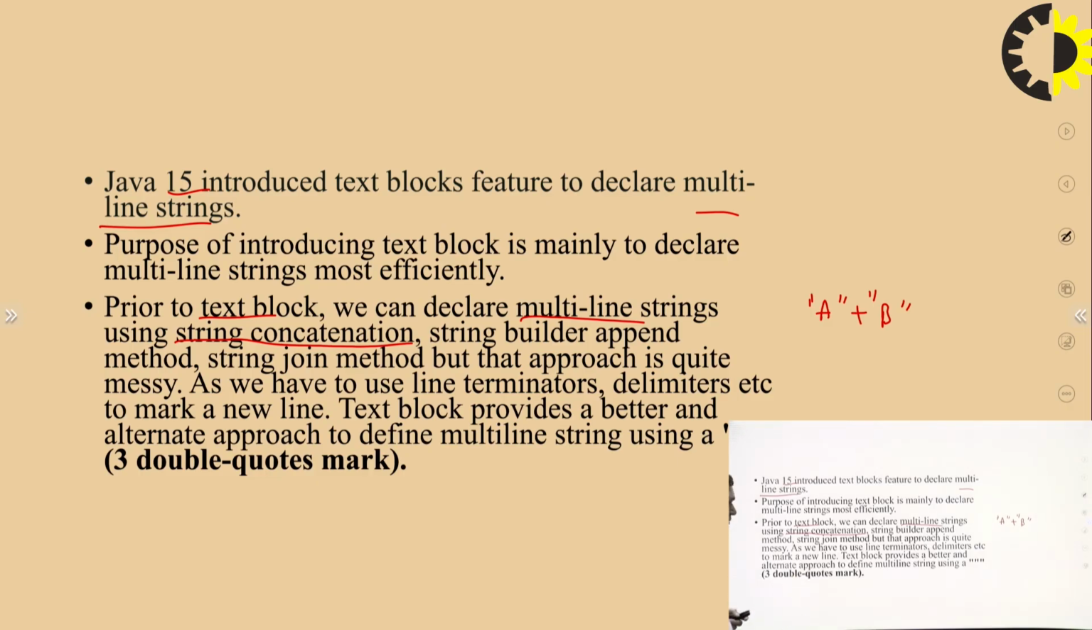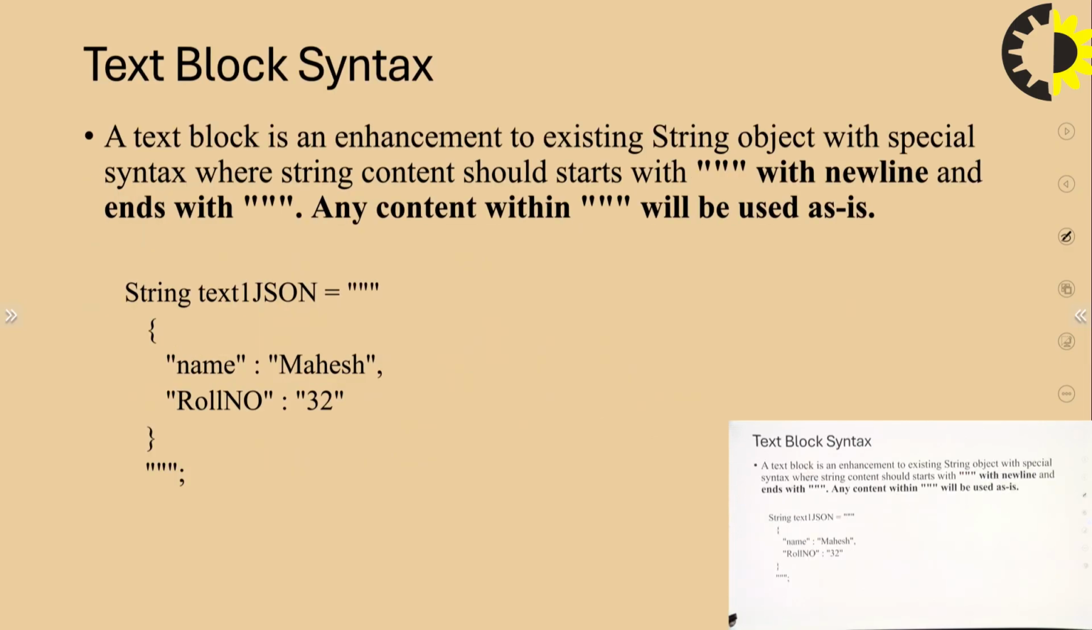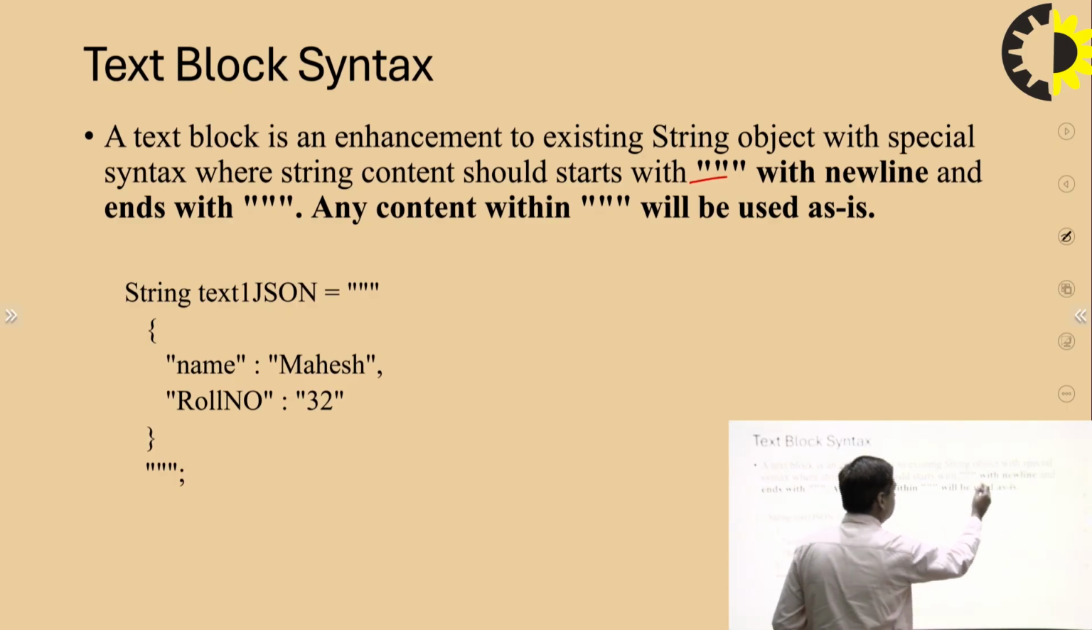So, there are many other methods. But important here is to understand, to use the text blocks, we will use 3 quotations. We call them 3 double quotation marks. So, to use the text blocks, we need 3 double quote marks. Here you can see the example. We have 3 double quote marks with a new line.